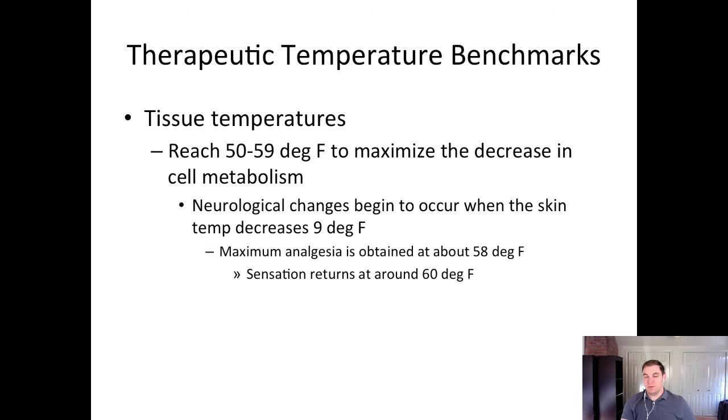Maximal decrease in local blood flow. Awesome. You can rewarm that to about 60 degrees, and then the sensation starts to return slowly.